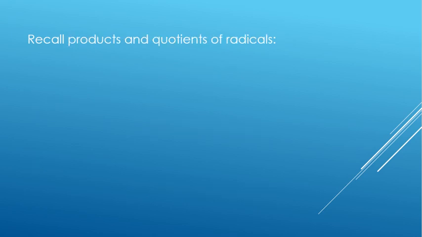Recall products and quotients of radicals. Basically what happens is if you're going to take the radical or the nth root in general of the product of two things, that is equal to the product of the nth root of those things on their own. And if you're going to take the nth root of the quotient of two things, that's equal to the quotient of the nth roots.